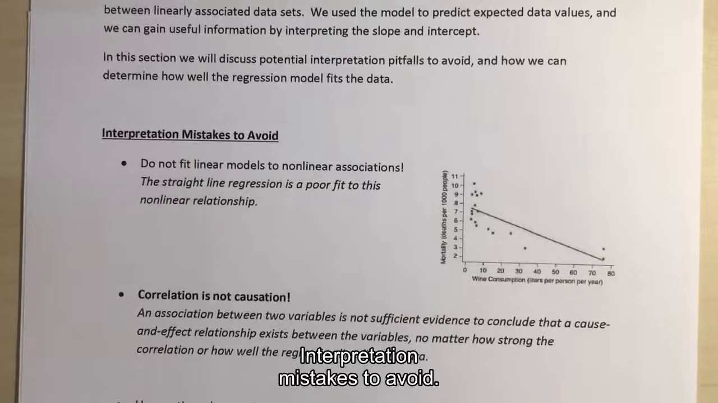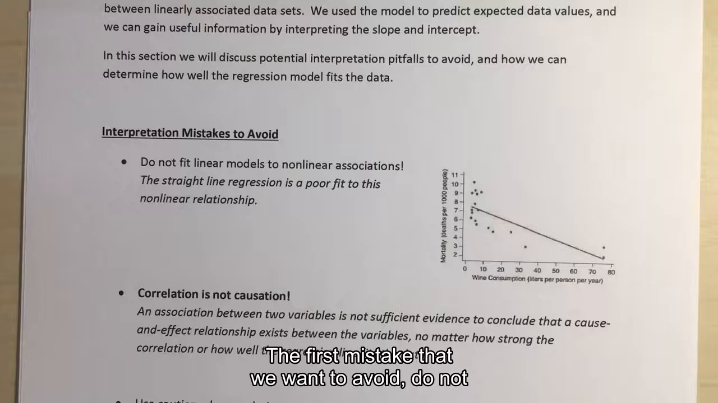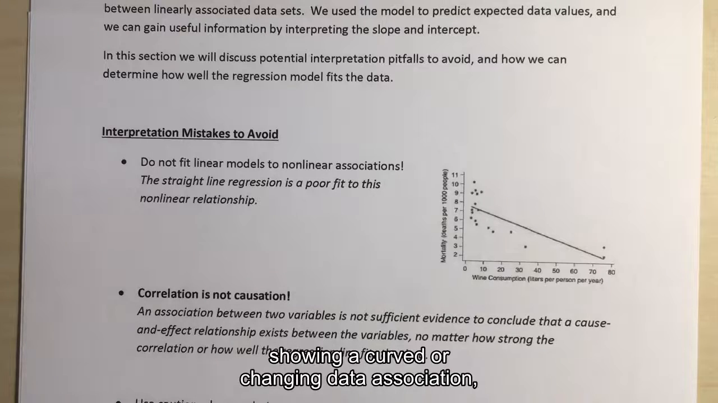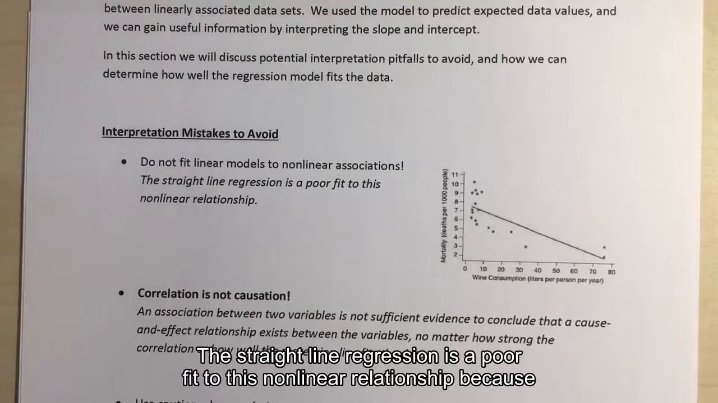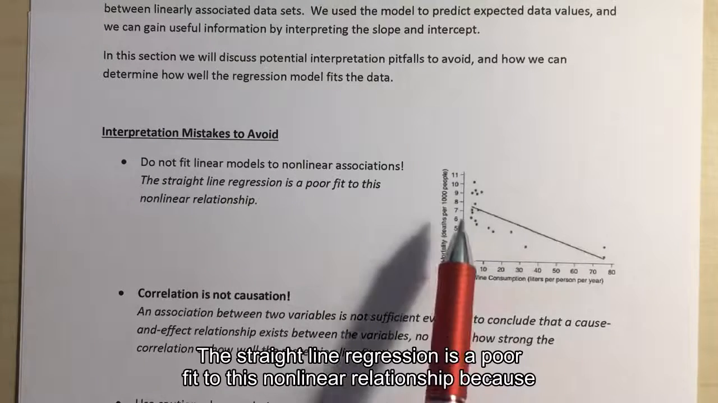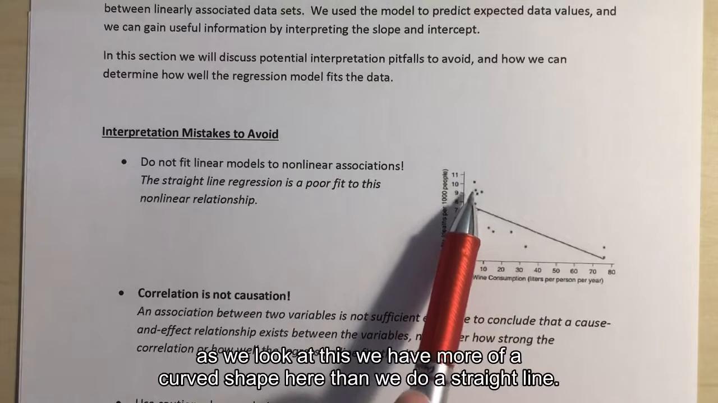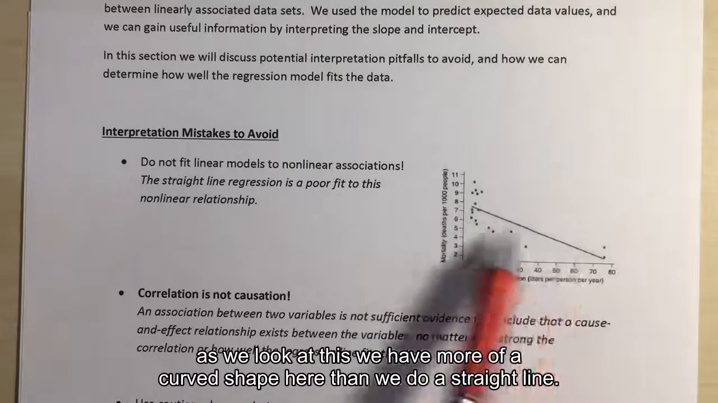All right, so interpretation mistakes to avoid. The first mistake that we want to avoid: do not fit a linear model to a nonlinear association. If we have something that looks like it is showing a curved or changing data association, we want to make sure that we are not trying to force a linear model onto that. The straight line regression is a poor fit to this nonlinear relationship, because as we look at this, we have more of a curved shape here than we do a straight line.